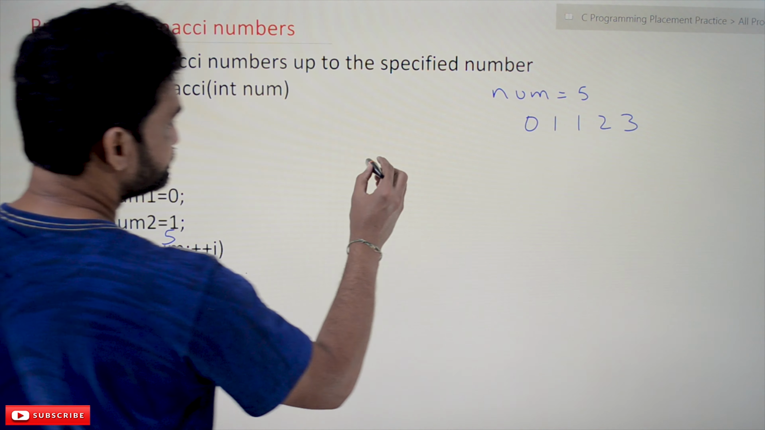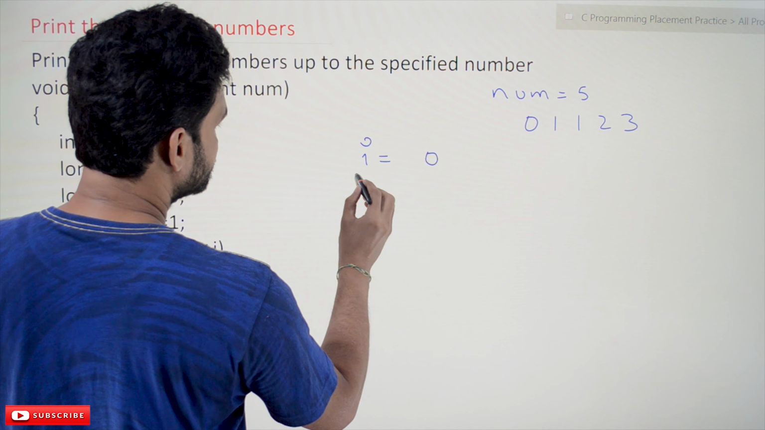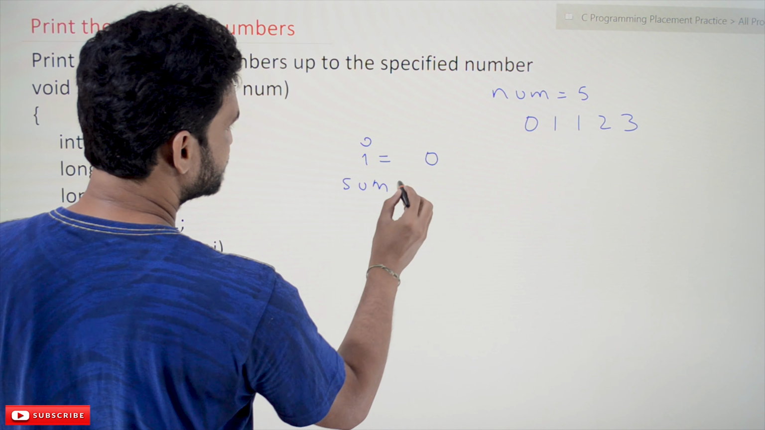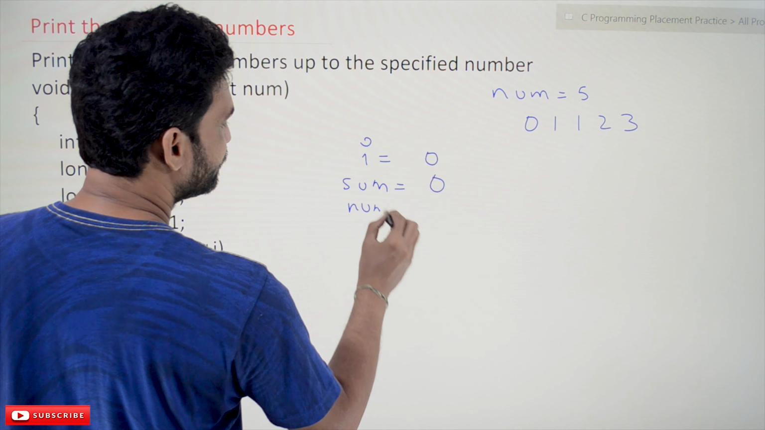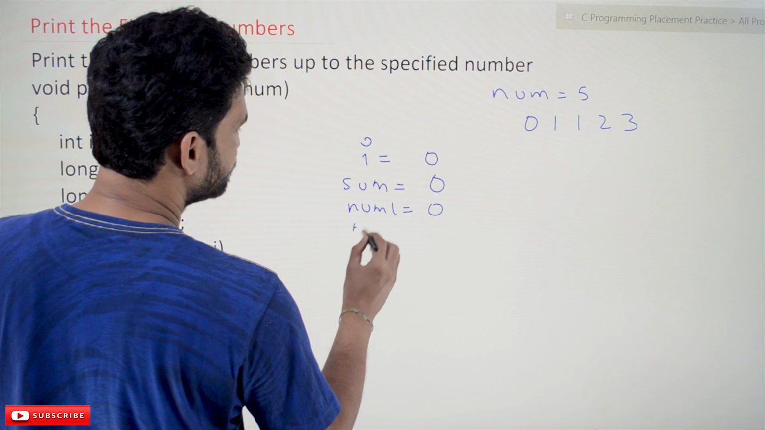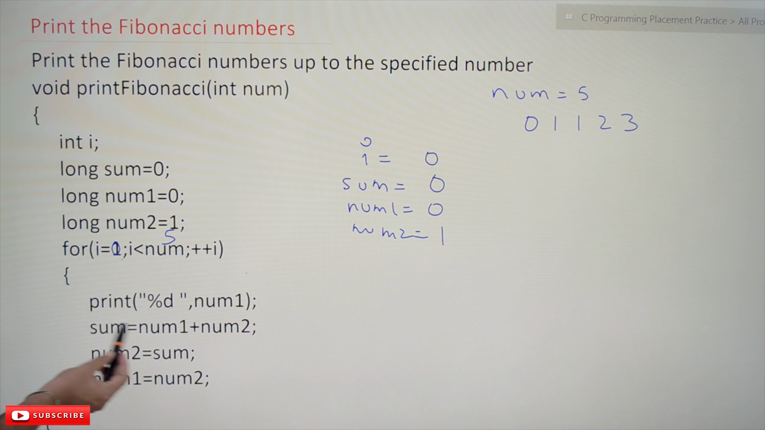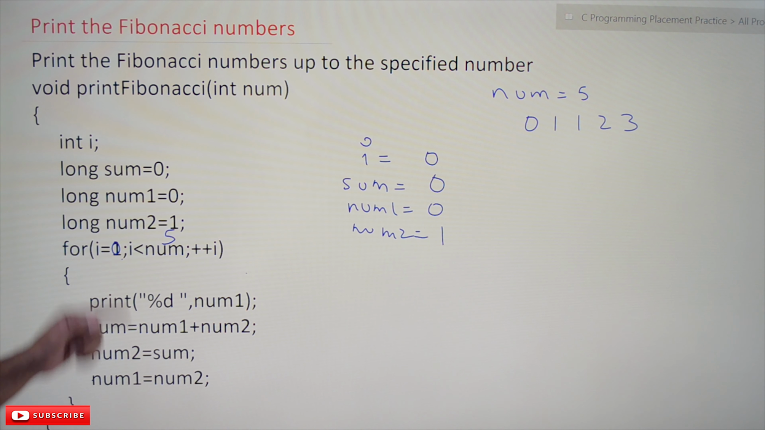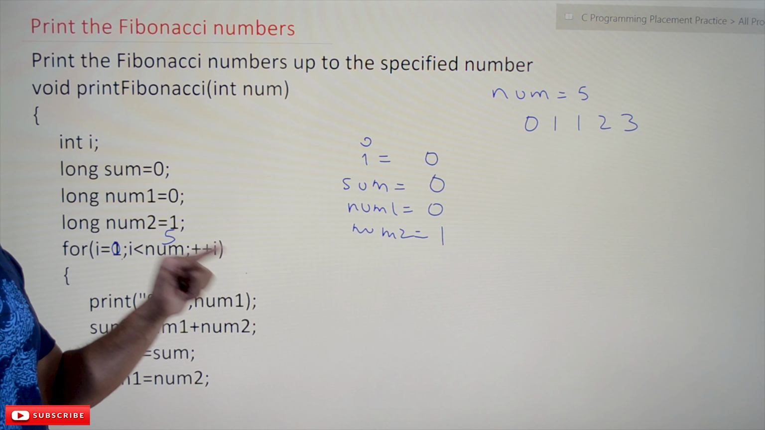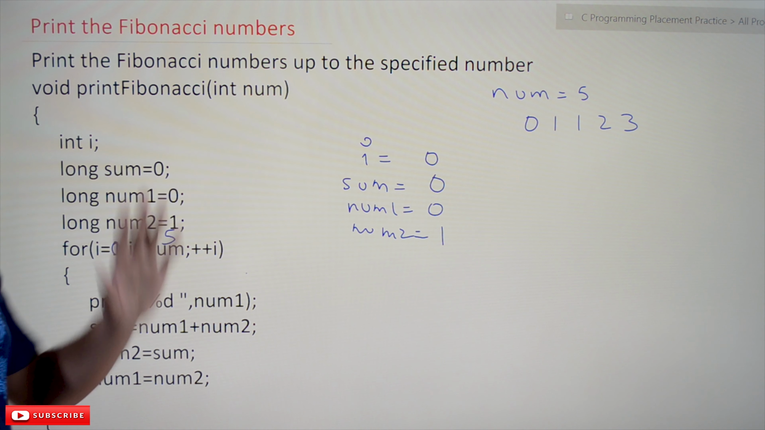Okay, so now here the value of i is equal to 0, sum is equal to 0 initially, num1 is equal to 0, and num2 is equal to 1. So these are the initial values. Now here, printf percentage d num1. Are there any mistakes within the statement? We have to check every statement. Are they working according to the program or not? We have to check everything.